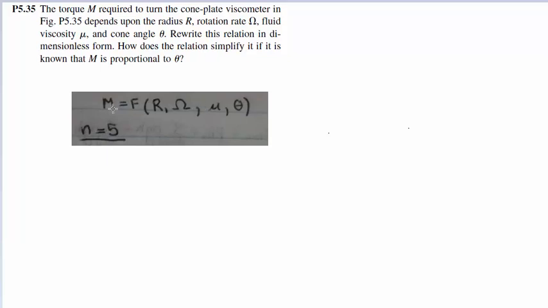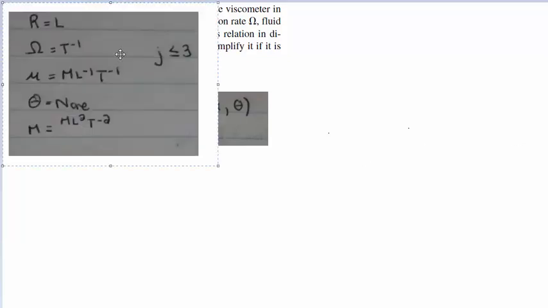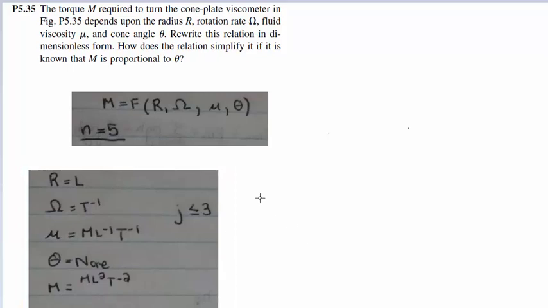So again, we have 4 over here and 1 over here, so our total number of variables is going to be 5. The next thing you're going to do is take each variable and get the dimensional representation, and that's going to look like this.